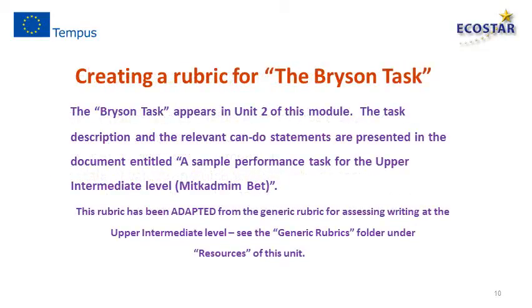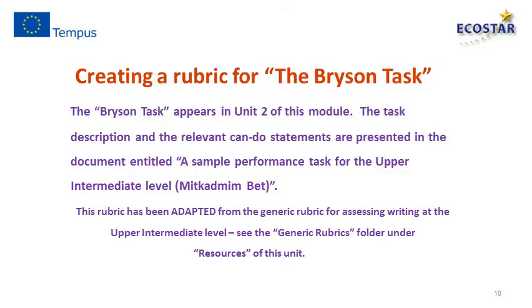So let's create a rubric for the Bryson task. It appears in Unit 2 of this module. The task description and the relevant can-do statements are presented in the document entitled A Sample Performance Task for the Upper Intermediate Level. And you might find it convenient to have the task in front of you as we work.